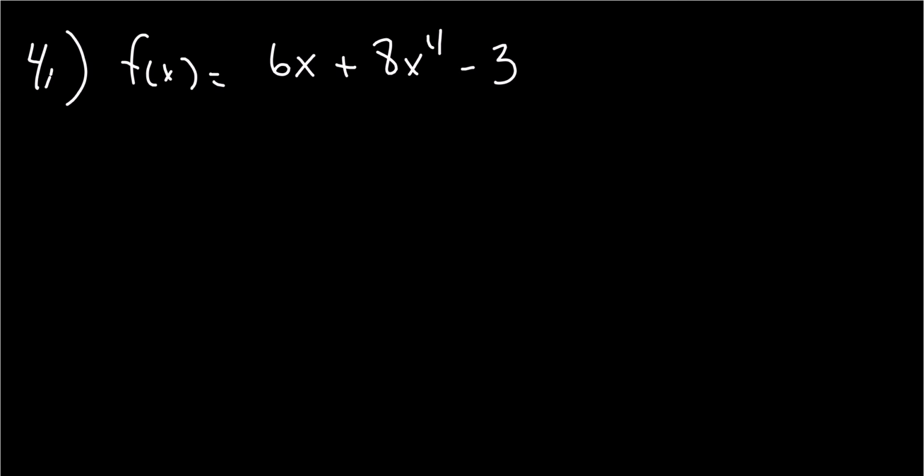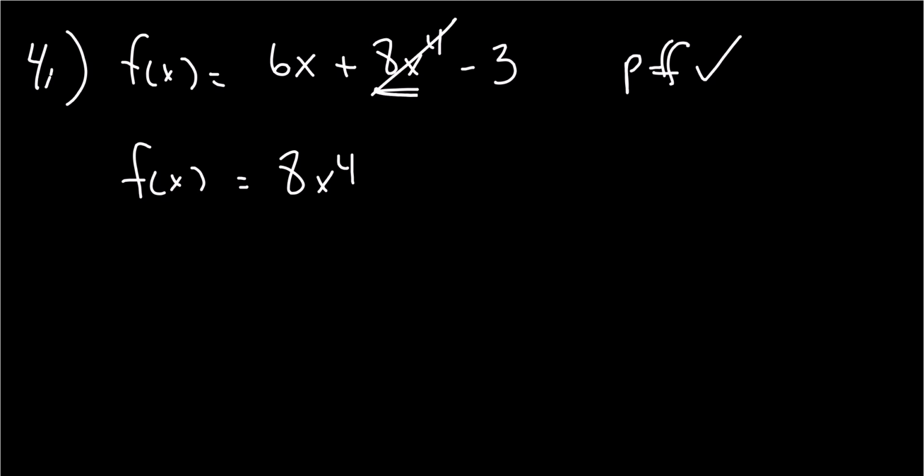Alright, f of x equals 6x plus 8x to the 4th minus 3. So it is a polynomial function. But it's not in standard form, so I'm going to rewrite it. I'm going to put the 8x to the 4th first. I would look for a cubed exponent next. There isn't any. I would look for a squared. There isn't any. So I put the 6x next. Then I'm left with minus 3. Done. That's it for 4.